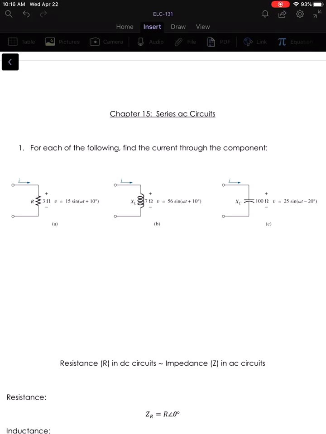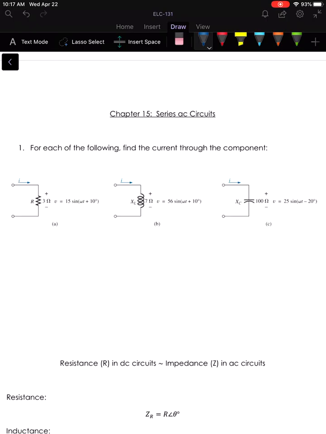So this week we're putting everything together with our series AC circuits. I want to just review basically finding current when we have the voltage given across a component. Remember, this is really just Ohm's law, right?